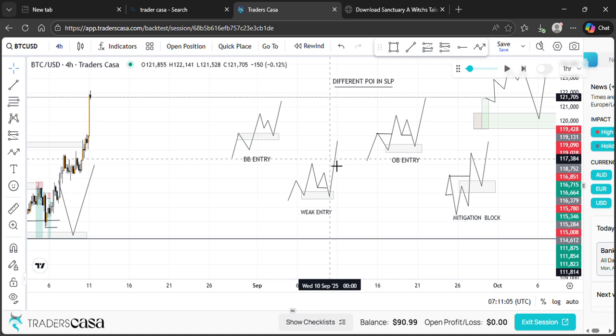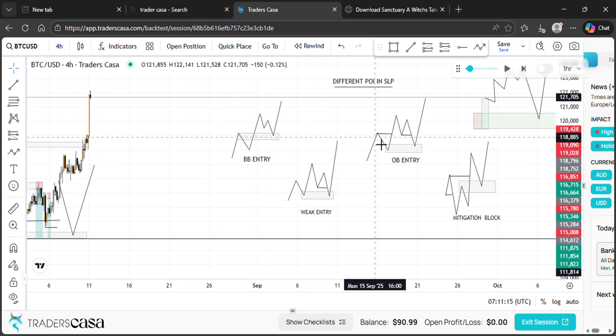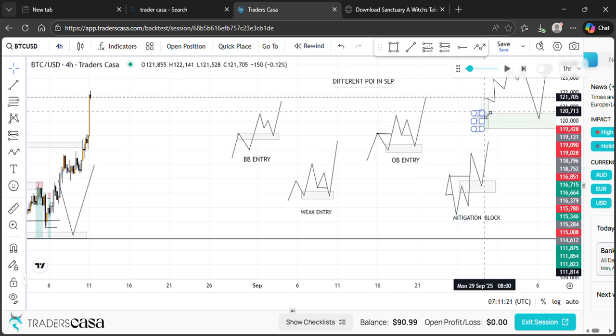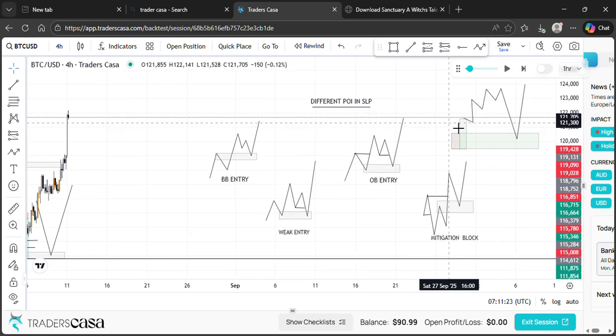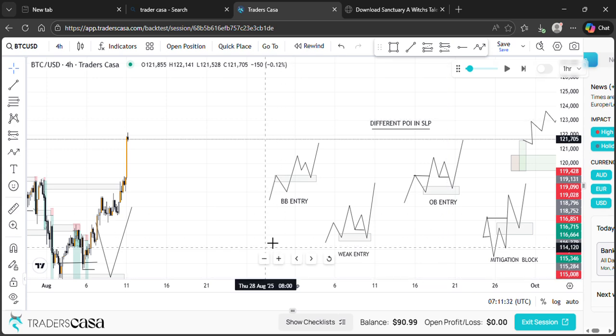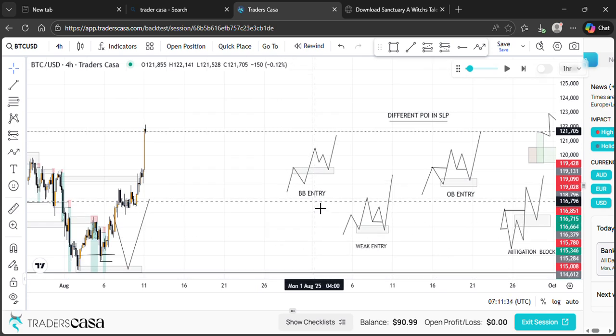So I've explained the order block, and I said it's the last bullish or bearish candle before a strong impulsive move. An impulsive move is that long move that a candle makes. It might not be really long, but it must be longer than the bearish candle, or the bullish candle if you're taking a sell. So we'll come to the breaker block entry.